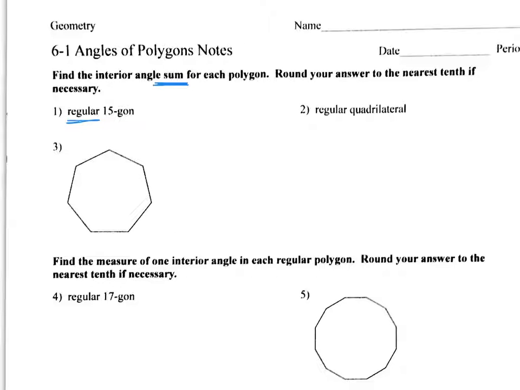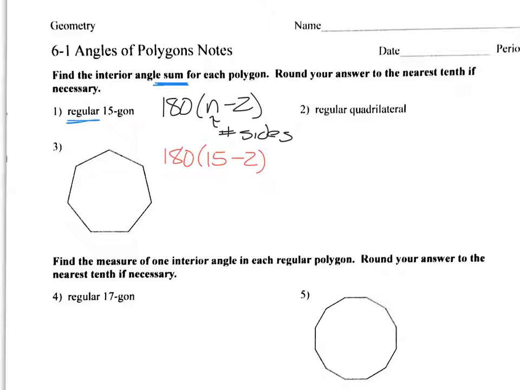So a regular 15-agon, there's a formula for the sum. Whenever we see sum, the formula is 180 times parentheses n minus 2, and n is the number of sides. In problem number 1, we would do 180 times 15 minus 2. You're going to want to have a calculator here. So type that in, and we get 2,340, and it would be in degrees.